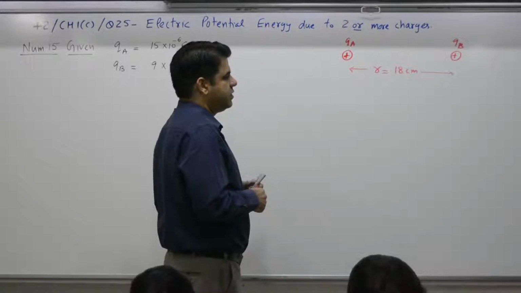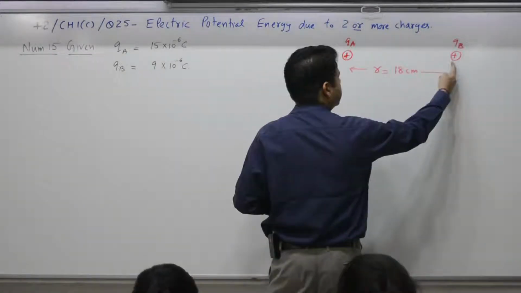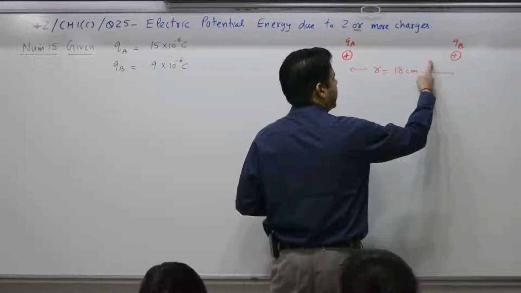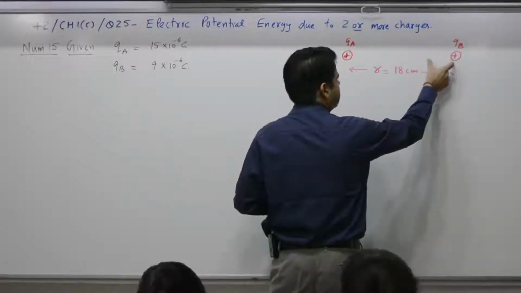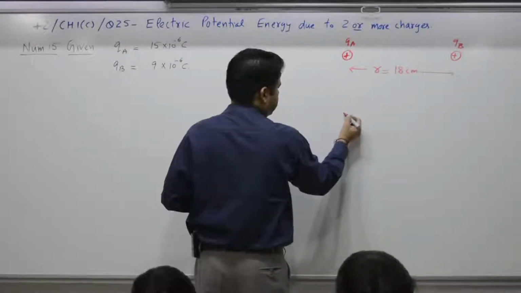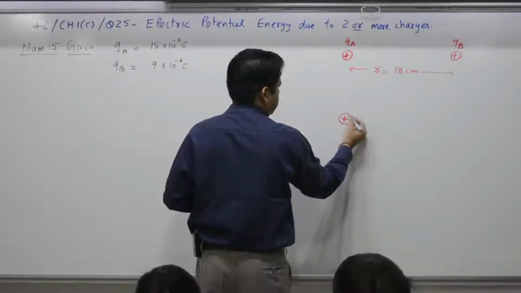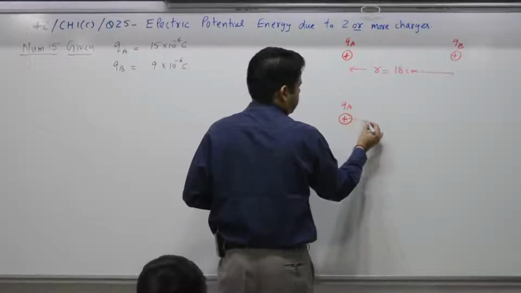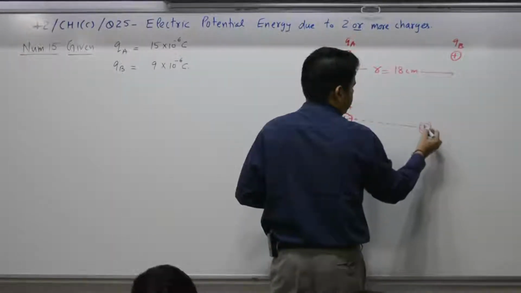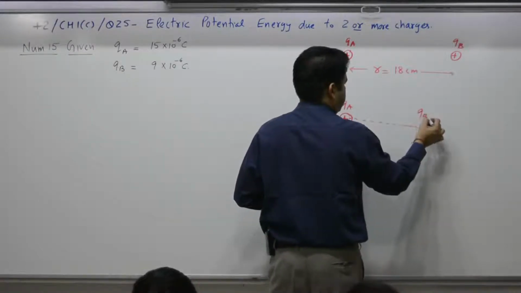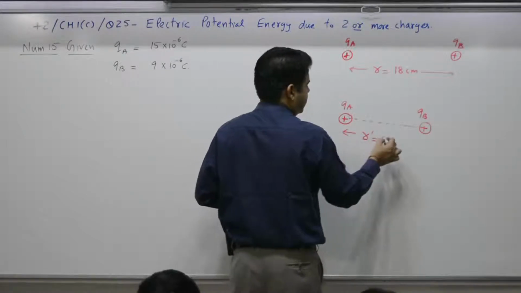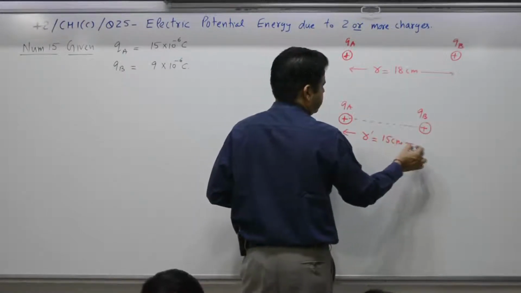Yes, charge B is moved towards A by what distance? 3 centimeter. So you keep charge A as it is, at the same position. Move B to a new distance r dash, which is equal to 15 centimeter.